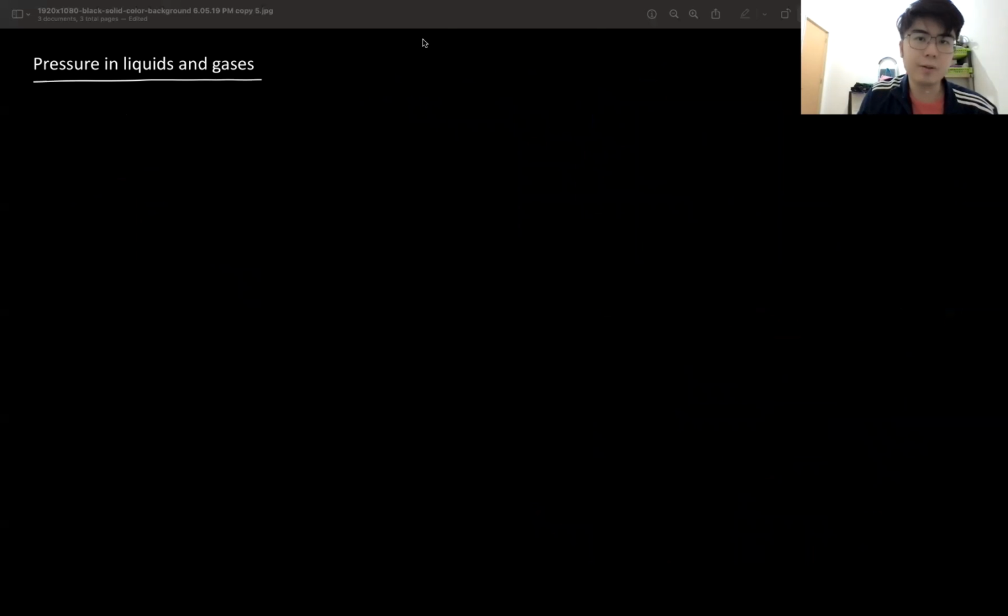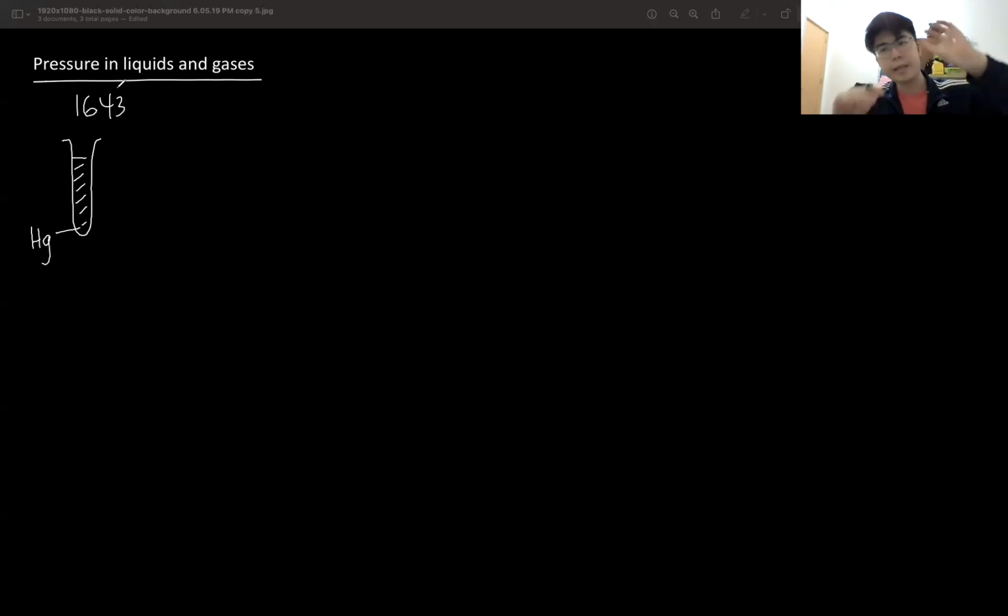Okay, now a very, very long time ago, I think in the year 1643, there was a scientist. He took a test tube, and then he filled this with mercury, Hg. And then he took this one, inverted it, and put it inside a basin of mercury, like this.